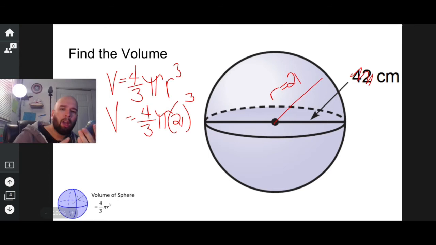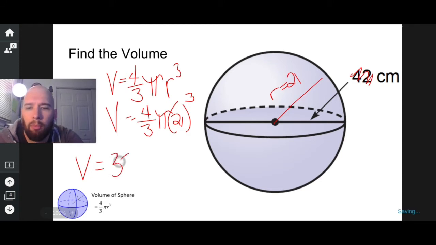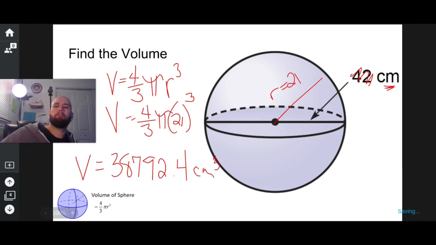And then let's let our old friend tell us what to do. What is 4/3 times pi times 21 cubed? The answer is approximately 38,792.4. That was centimeters, so I have to say centimeters cubed. Not so bad. When it's just a sphere, it's not so bad.